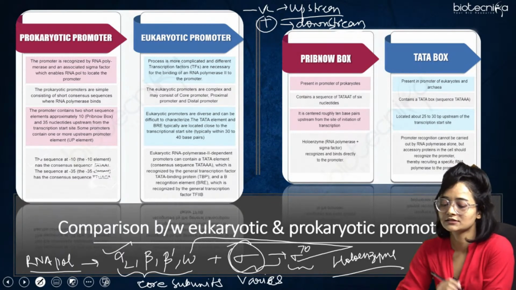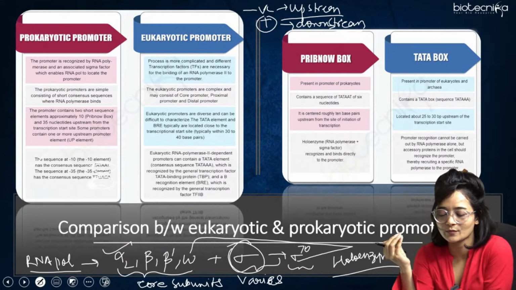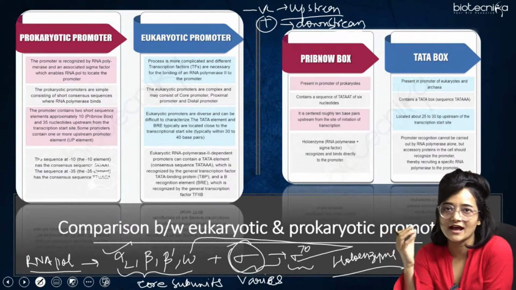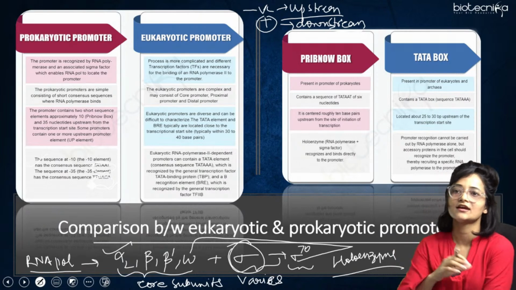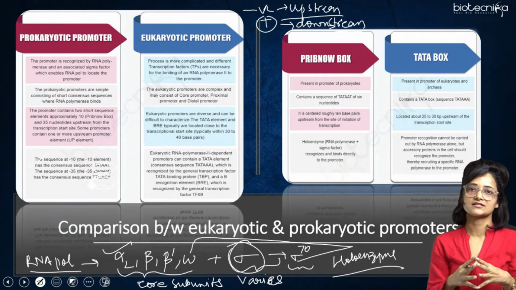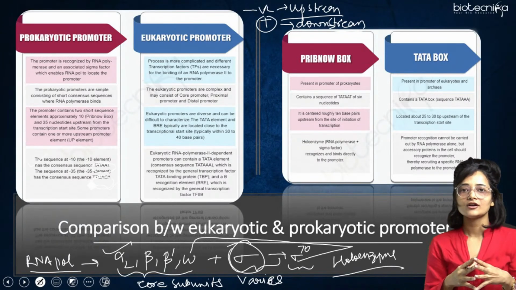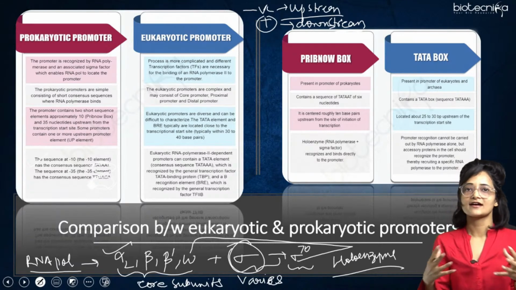Then coming to the eukaryotic promoter. In case of the eukaryotic promoter, the process is more complicated. As we know, the eukaryotic DNA is very complex, right? It is wrapped around histones in the form of a chromatin structure, which is very compact. It is present inside the nucleus, so it is not accessible for enzymes like RNA polymerase to act upon it.